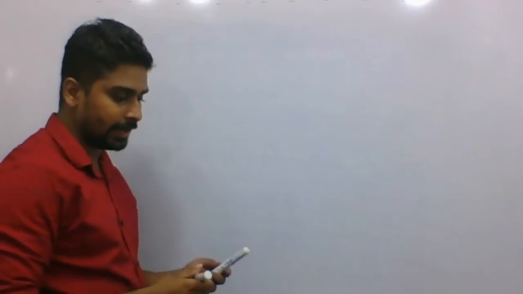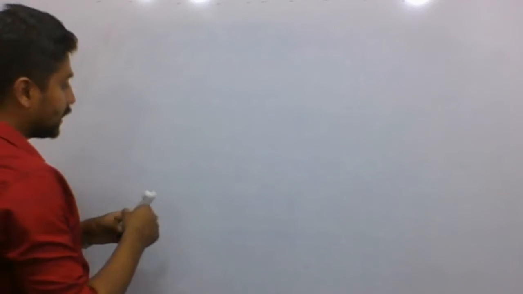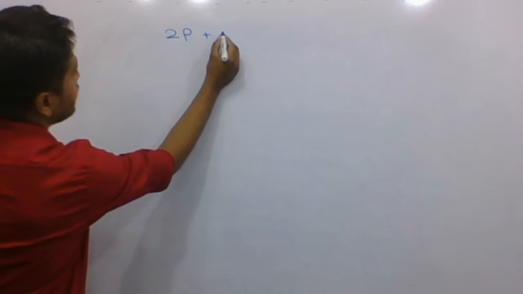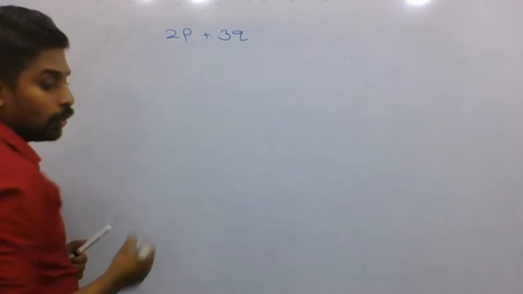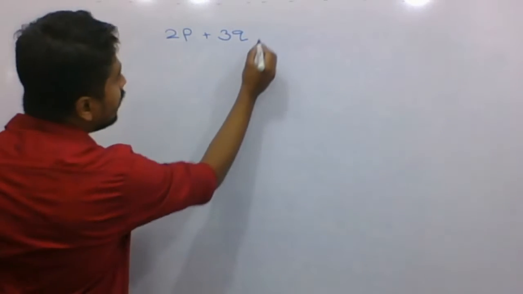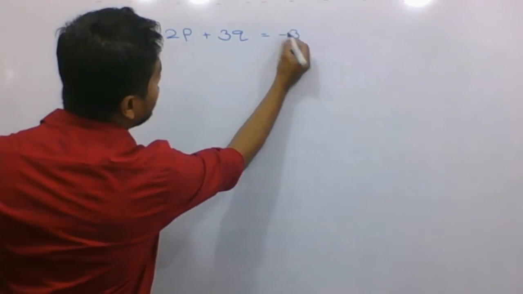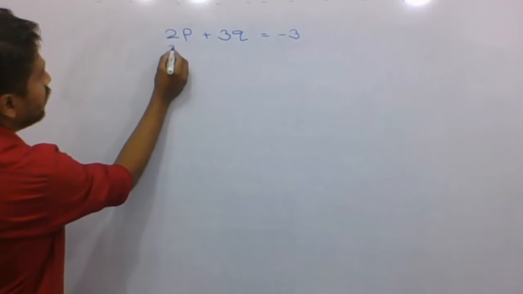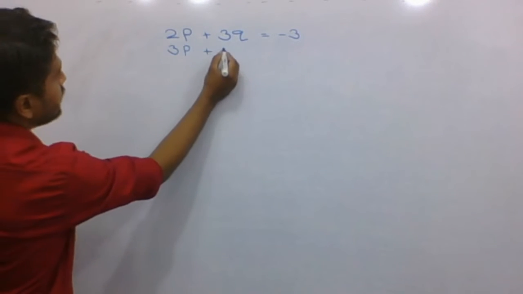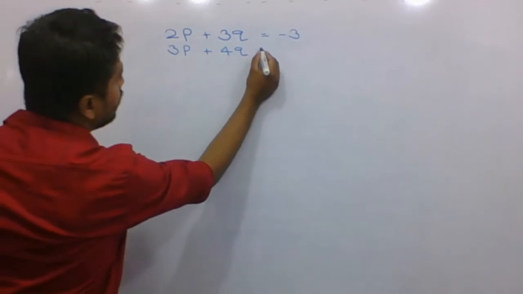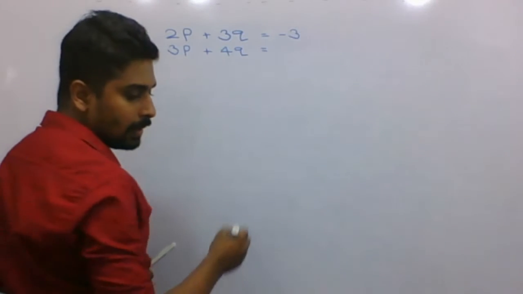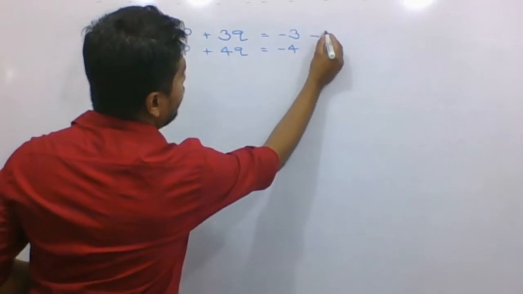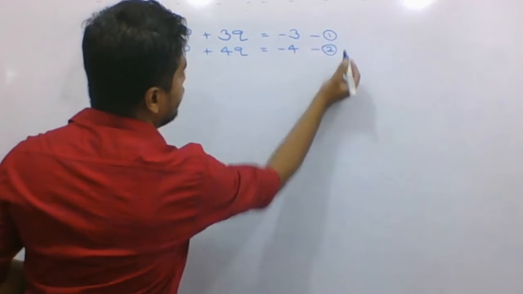Here comes the next question. Right? 2p plus 3q equals minus 3, right? The next equation: 3p plus 4q equals minus 4. So this is the first equation, this is the second equation, right?